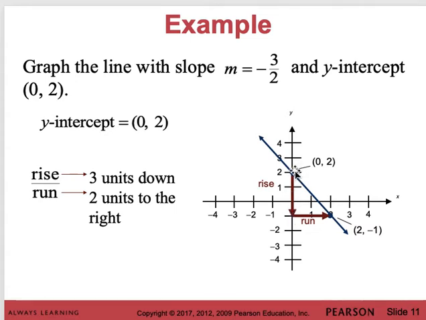Okay. If I accidentally went down 3 and over 2, down 3 and over 2, then my line would be positive, and I know that's not right because the slope is negative. So if I accidentally did the wrong direction, I can check my work by seeing which direction that line is going.